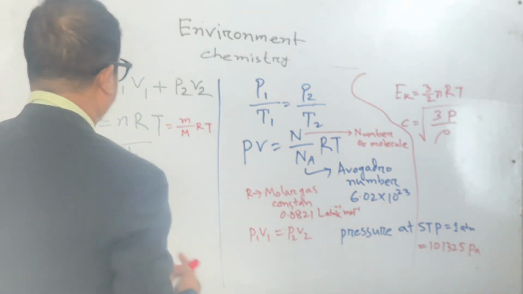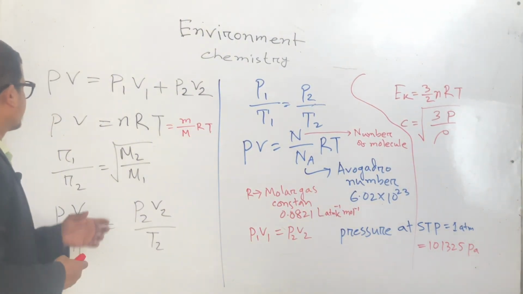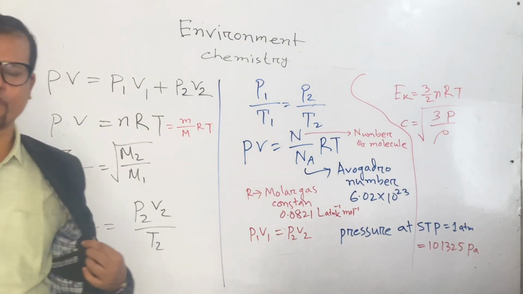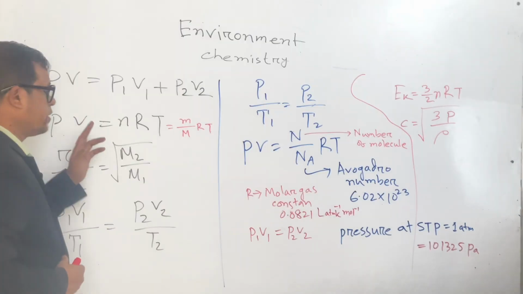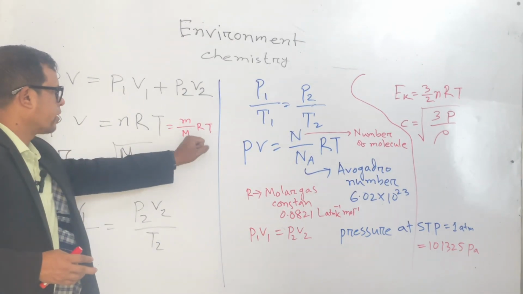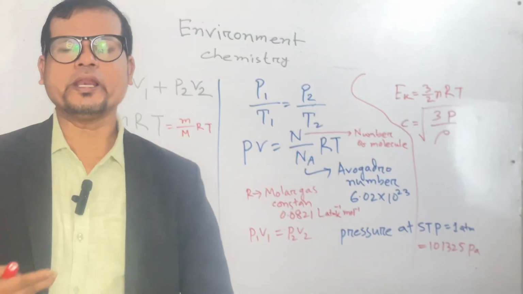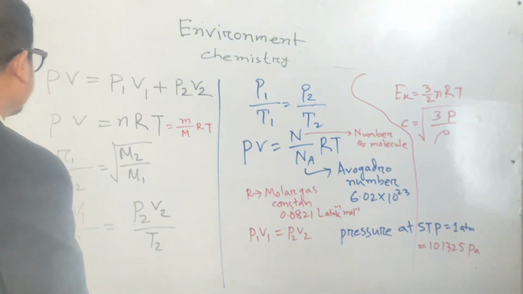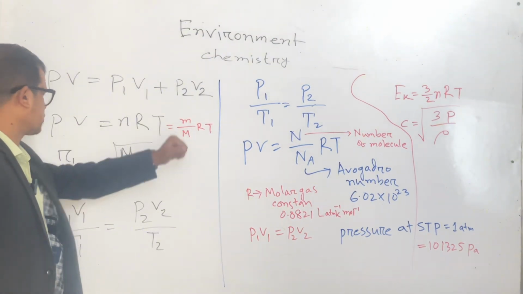And capital M is the molecular mass. P is pressure, V is volume. If the question gives us P, V, small m, R, T, then we can find the molecular mass. That is PV equal to nRT, equal to small m over capital M times RT.